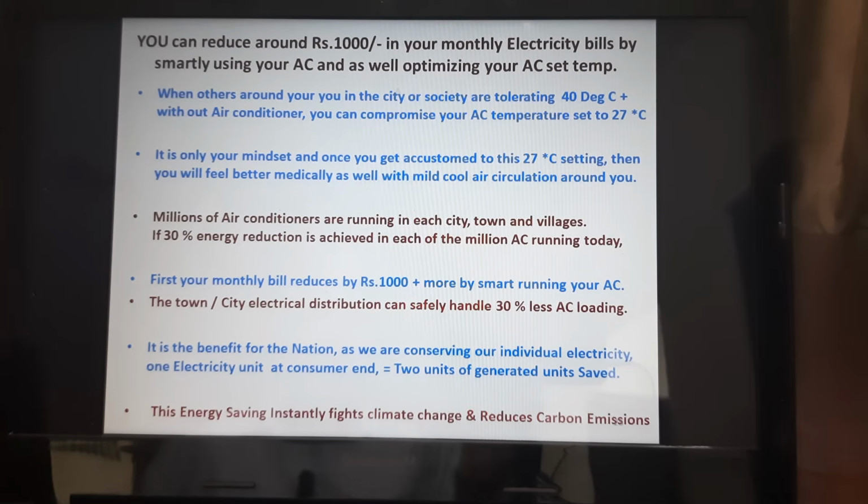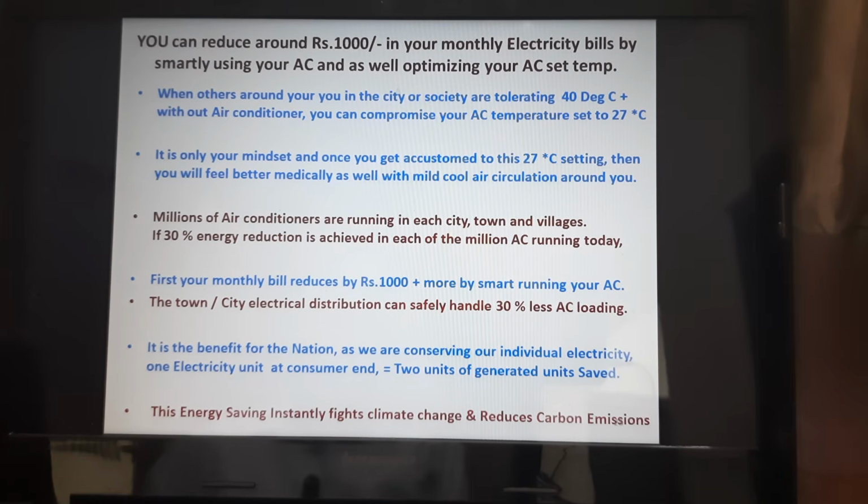By setting your air conditioner at 27 degrees, it is only a mindset. For a day or two, our human body gets adjusted, thanks to the air circulation by the BLDC fan around the body, and we are not compromising anything. We are only adjusting our mindset, and our mindset will accept this 27 degrees. And you can see around 30% energy savings in your split AC.